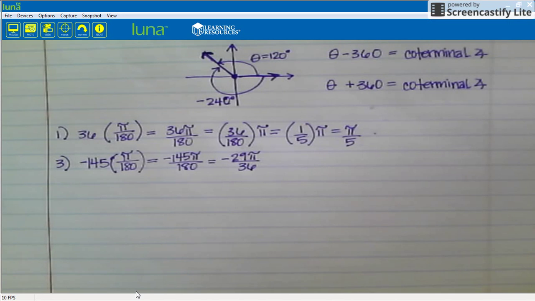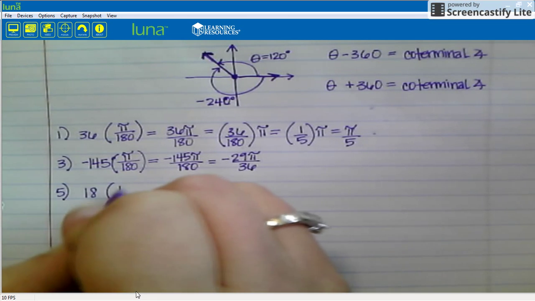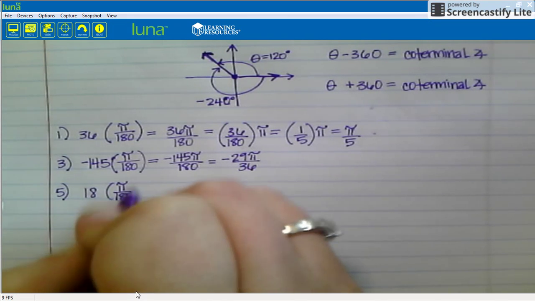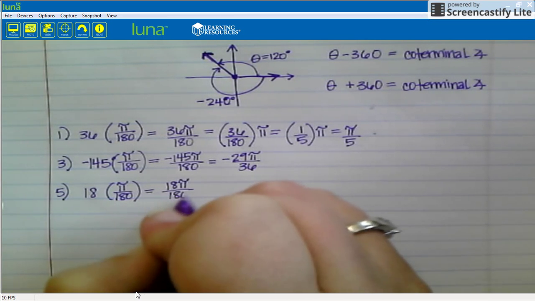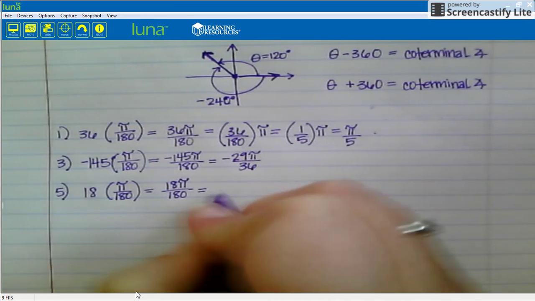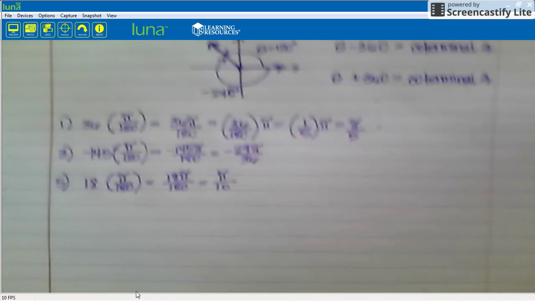And in number 5, if we convert 18 degrees, so we have 18 degrees that we're going to multiply by pi over 180. This gives me 18 pi over 180, which is going to give me pi over 10.